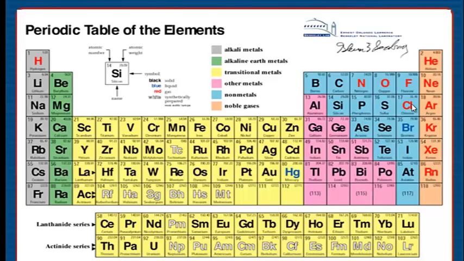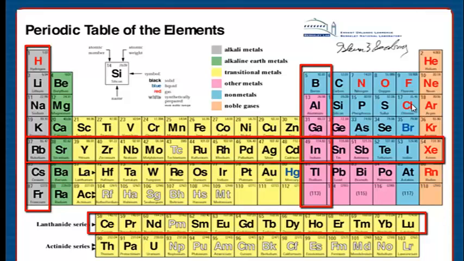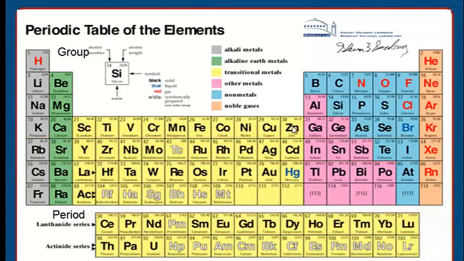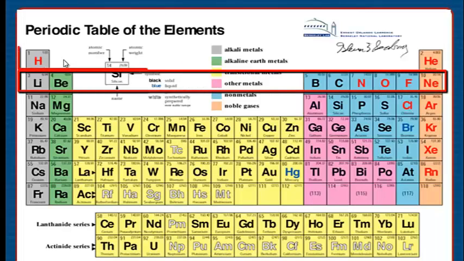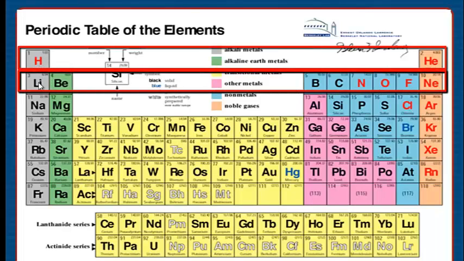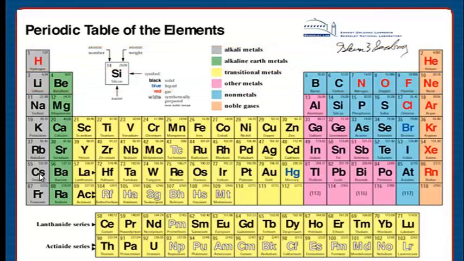This periodic table is organized into vertical columns and horizontal rows. The horizontal rows are called periods and the vertical columns are called groups. Let's count the number of periods in the periodic table. Here it's 1, 2, 3, 4, 5, 6, and finally 7. Now we have 7 periods in the periodic table.